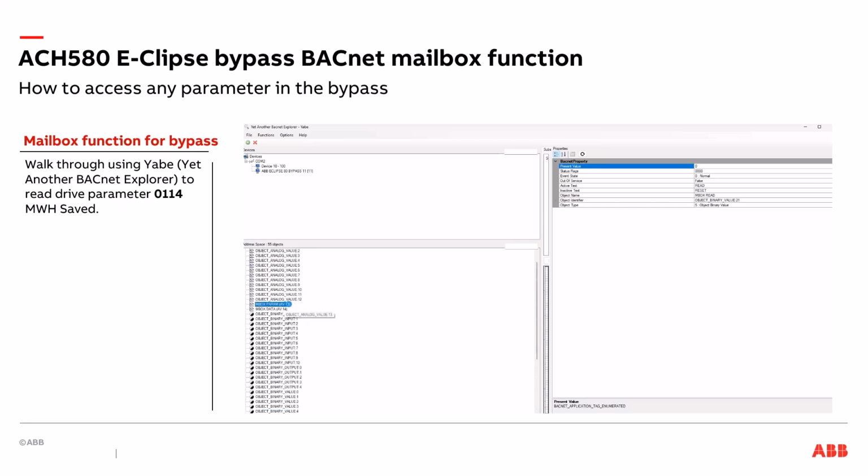I'm now going to go to AV13. I'm going to set this to the bypass parameter I want to access. In the example I gave, it's parameter 0114, or megawatt hours saved. So I'll just enter in 114. I'm now going to go back to BV21 and set the present value to active, or 1. And now I'm going to look at the present value of AV14, and that is 146 megawatt hours saved, which matches what I see on the E-Clipse bypass control panel screen. So I verified that it is working correctly.